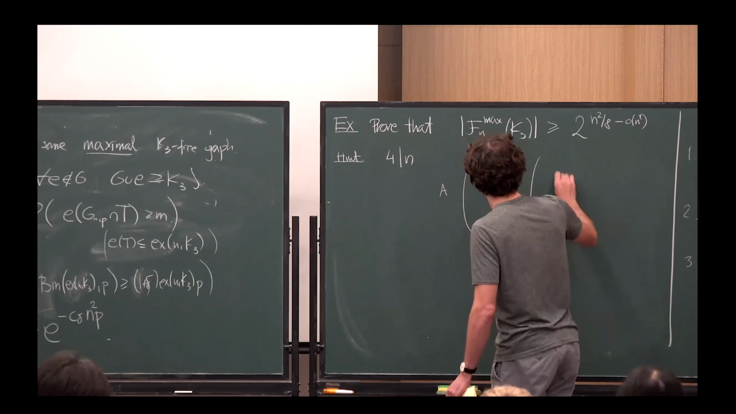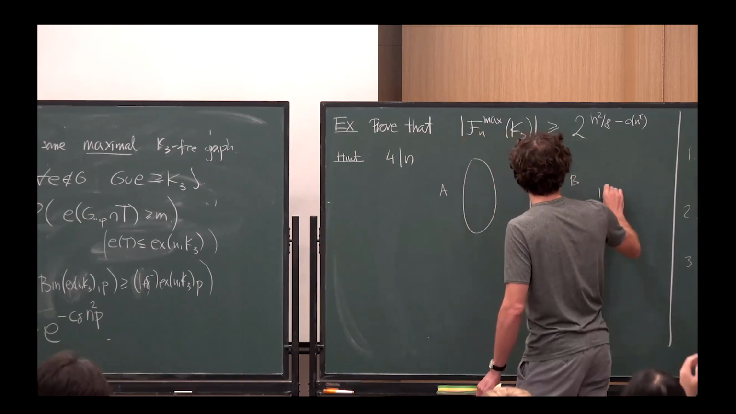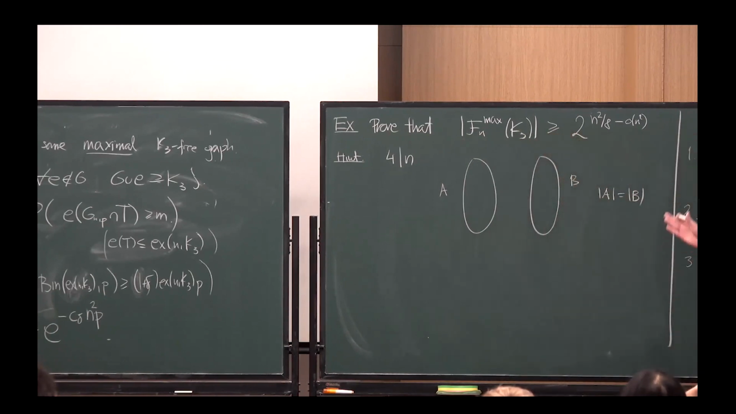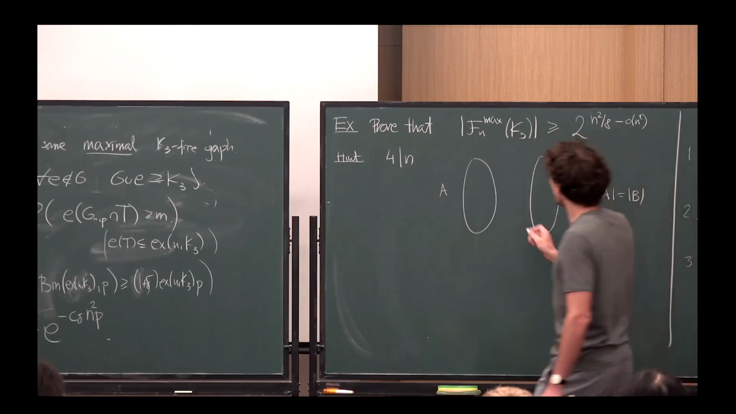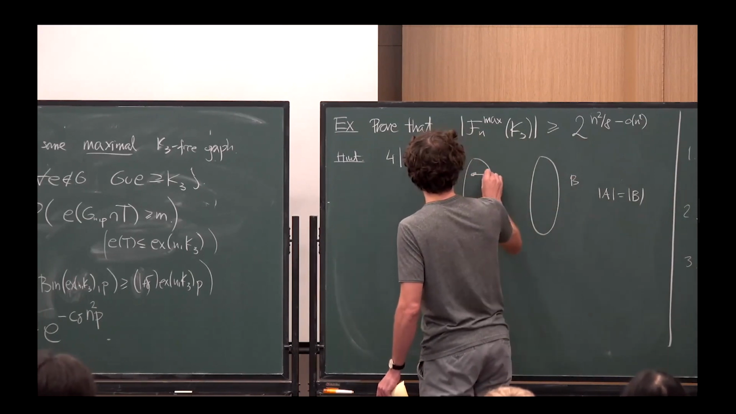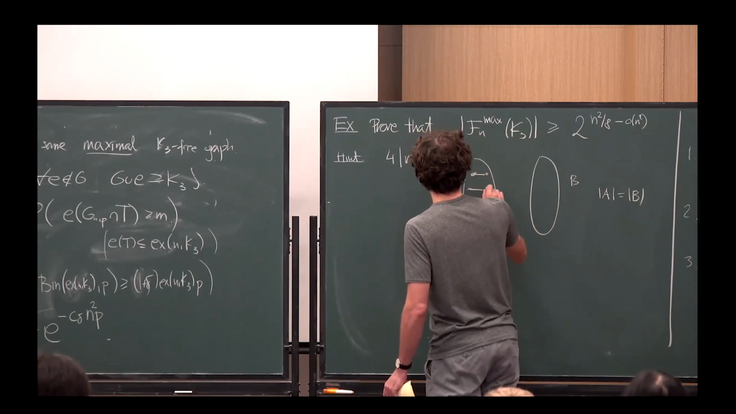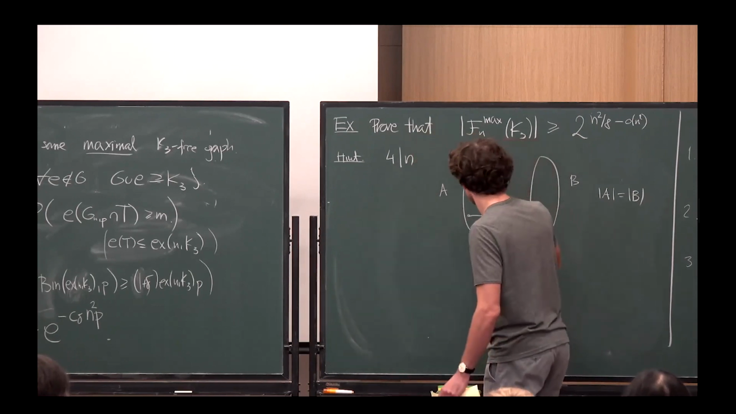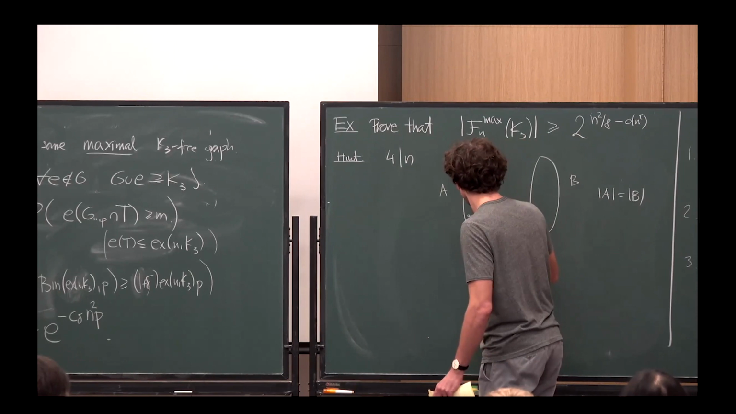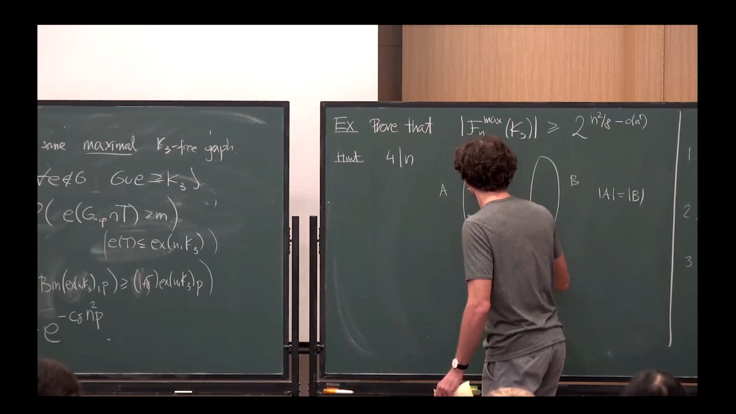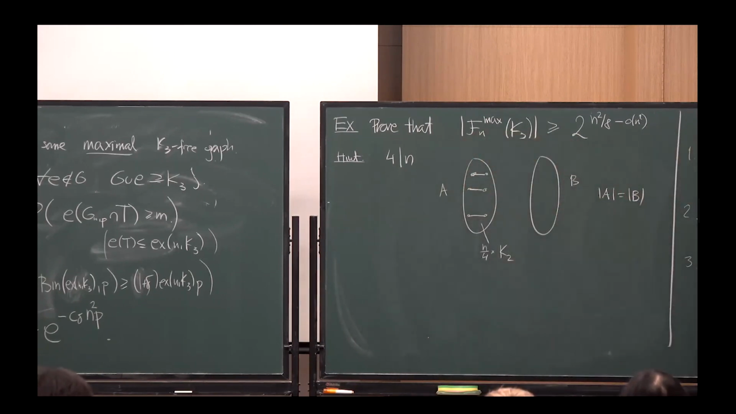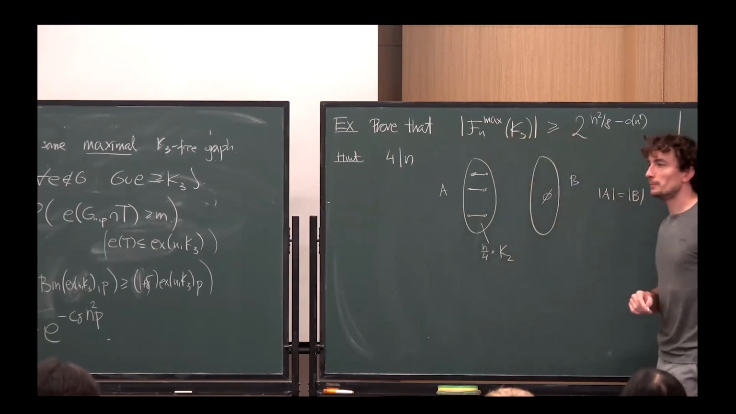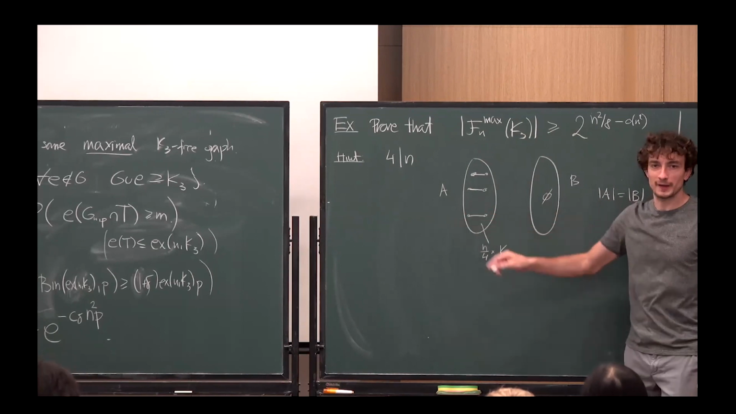Split the vertex set into 2 sets of equal size. N is divisible by 4, so each of the sets is even. And in A, I will put a perfect matching. So here there's n over 4 disjoint edges. Now, there will be no edges inside B, and these are all the edges I put inside A.